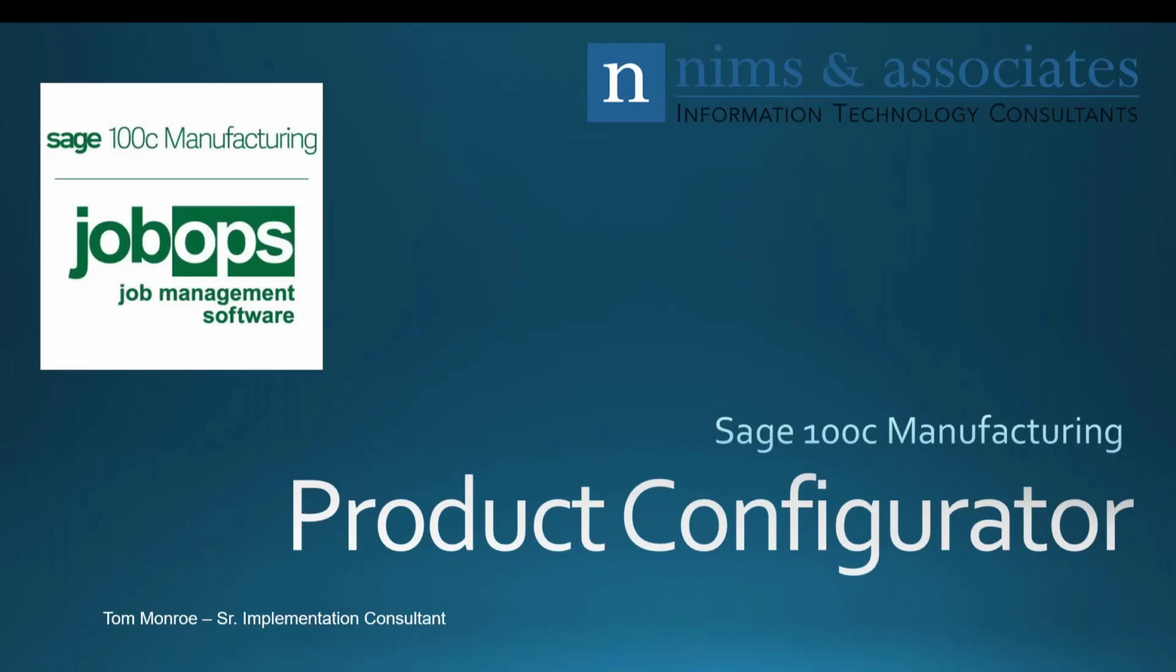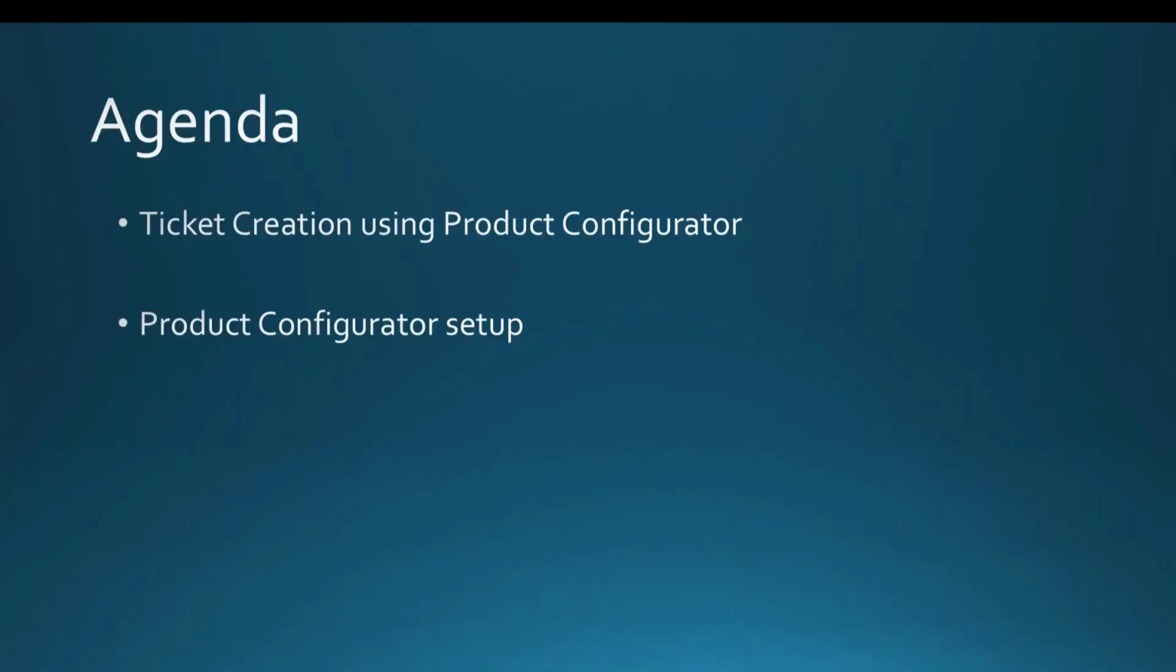Today I'm going to talk about the product configurator in Sage 100C manufacturing. So let's go ahead and take a look at our agenda. It's a pretty short agenda. We're just going to talk about how work tickets are created using the product configurator. And then we're going to look at how the product configurator is set up to work within Sage 100C manufacturing.